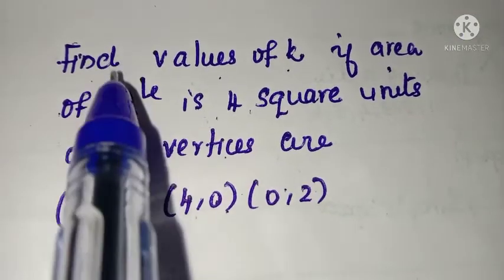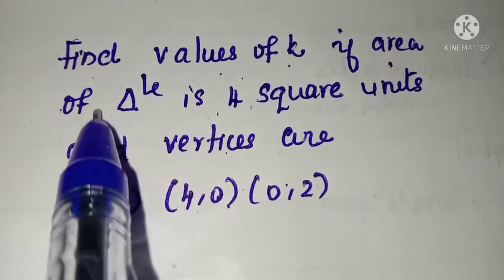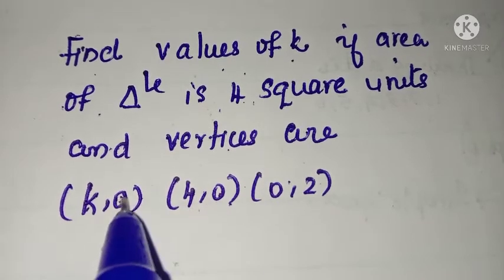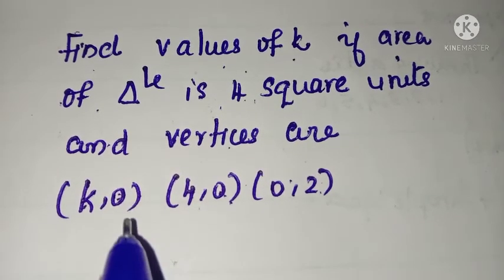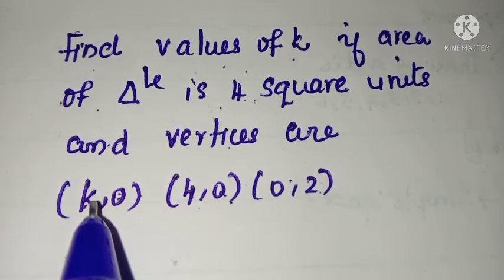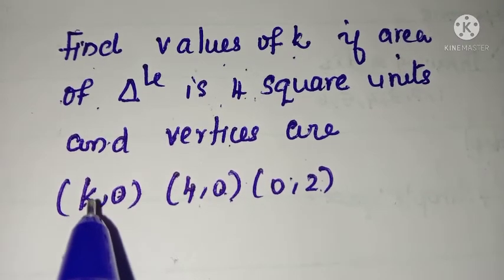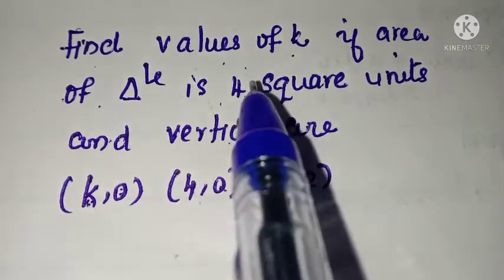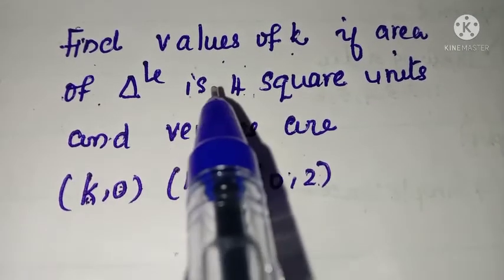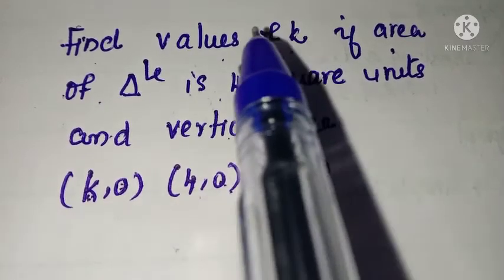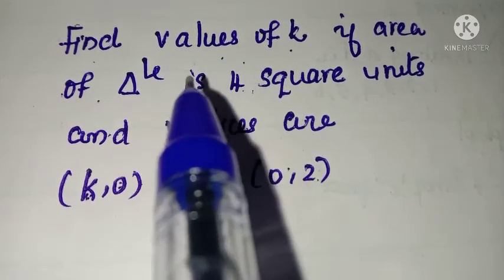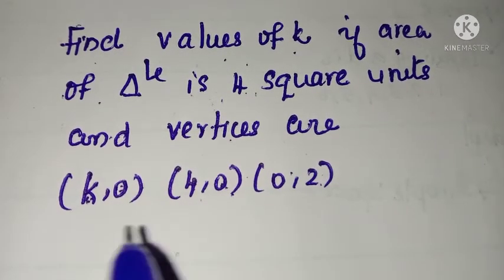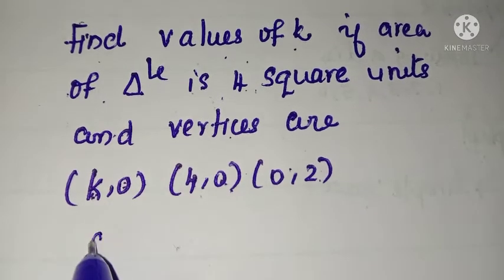Next question. Find values of k if the area of the triangle is 4 square units and the vertices are (k, 0), (4, 0), (0, 2). Look at these vertices. Here one of the vertices carries k, so we want to find the values of k and the area is given. So listen, children, if the area is given, we have to consider both the positive and negative value of the determinant, or the modulus of the determinant. So let's start.